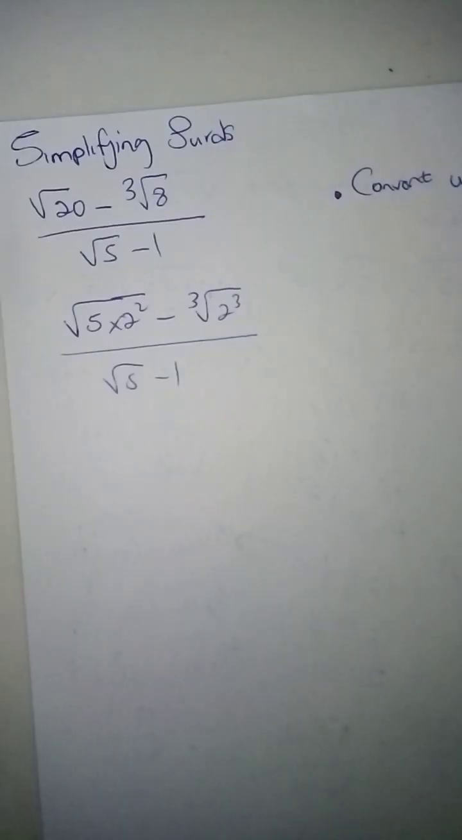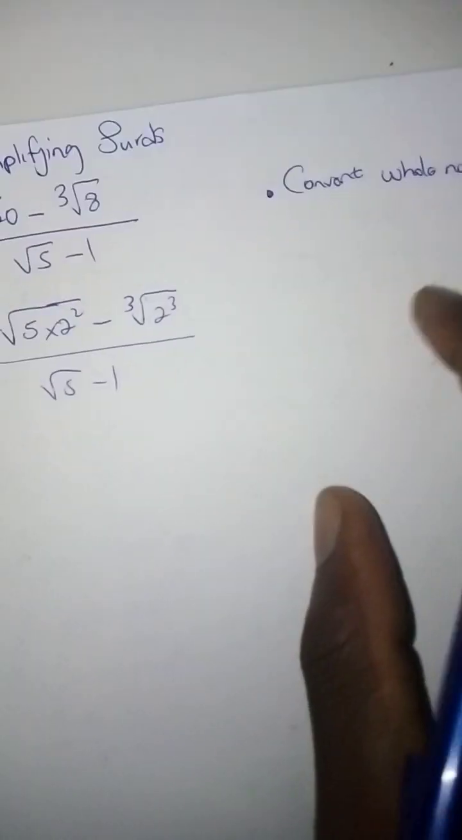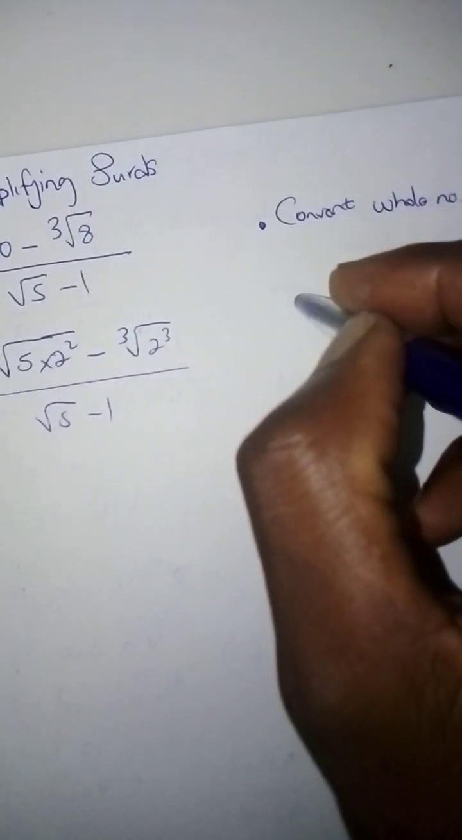divided by square root of 5 minus 1. Now on the square root of 5, there's nothing that we can possibly do to convert the 5. So 5 is at its simplest prime factor, right? So there's no need for us to convert it. So now let's look at the next step. The next step is for us to simplify.